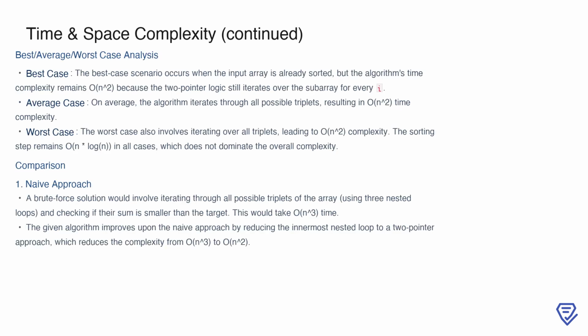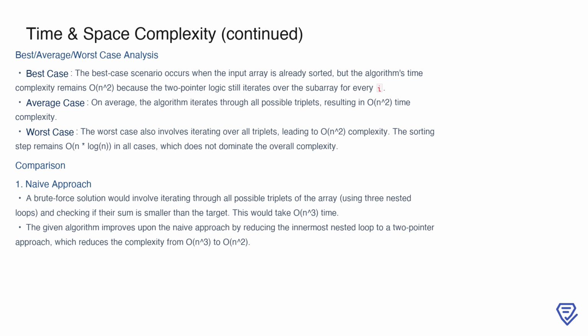Let's delve into the best, average, and worst-case scenarios for this algorithm. In the best-case scenario, the input array is already sorted, but the time complexity remains O(n squared), because the two-pointer logic still iterates through the subarray for each element in the outer loop. The average case also results in O(n squared), as the algorithm evaluates all possible triplets across the array. Similarly, in the worst case, the algorithm must process all triplets, maintaining the O(n squared) complexity.